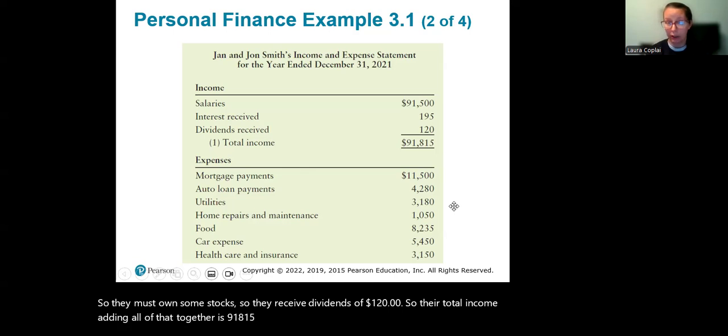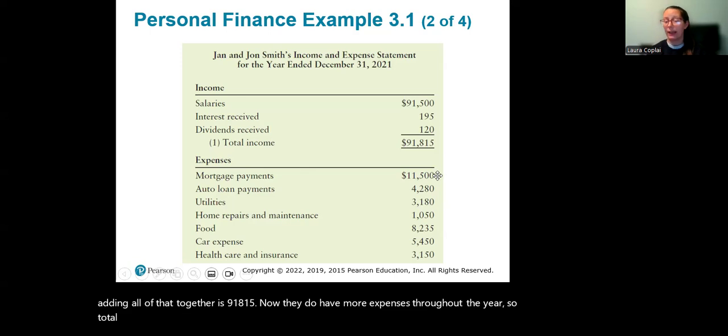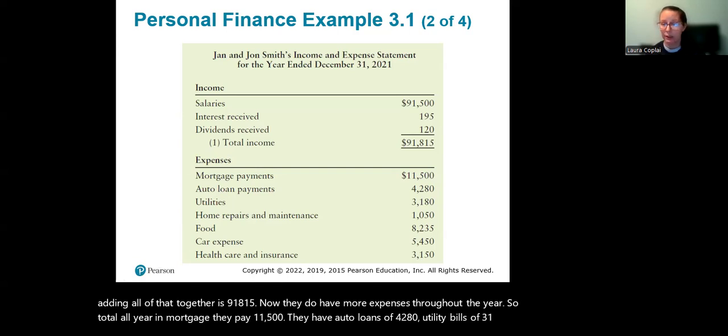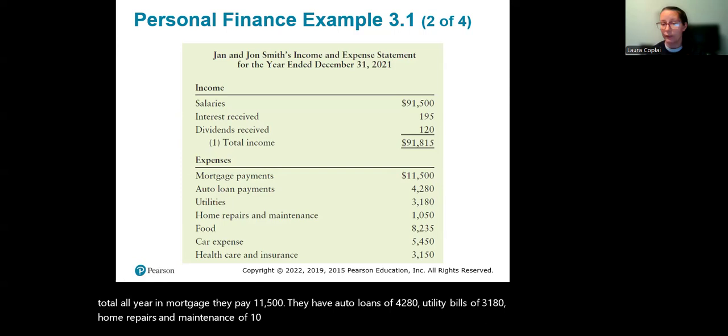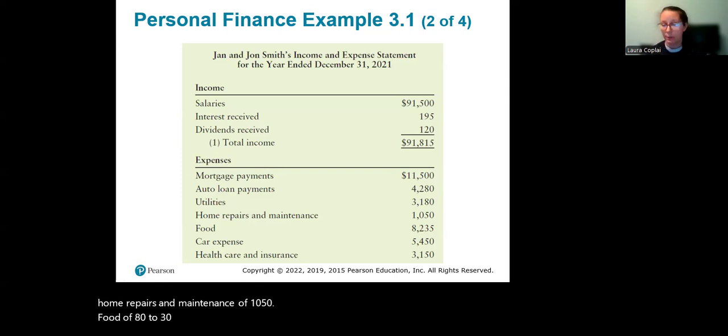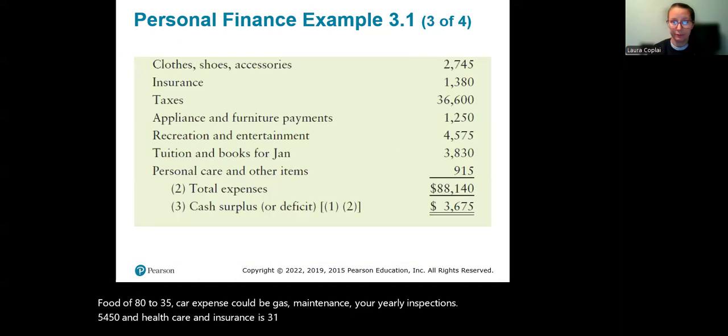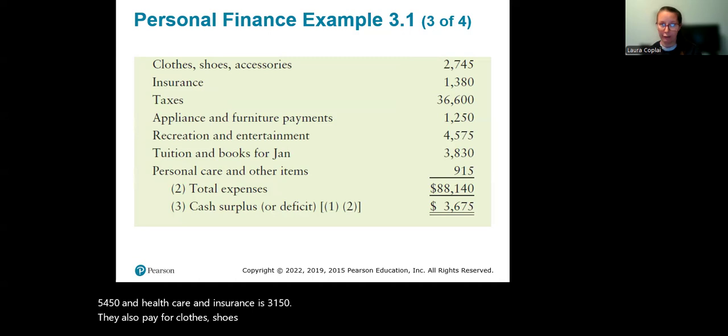Now, they do have more expenses throughout the year. In total for the year, they pay $11,500 in mortgage. They have auto loans of $42.80, utility bills of $31.80, home repairs and maintenance of $10.50, and food of $82.35. Car expense, which could be gas, maintenance, and yearly inspections, is $54.50, and healthcare and insurance is $31.50. They also pay for clothes, shoes, and accessories of $27.45, and about $13.80 in insurance.